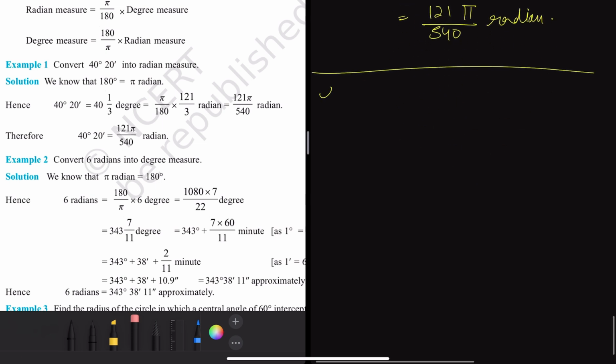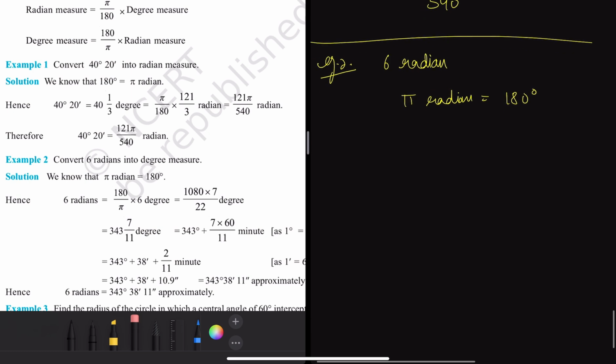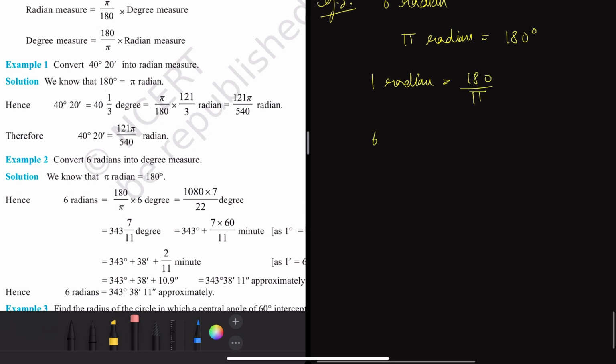Moving on to example number 2. Here you are given 6 radians and you have to convert it into a degree measure. Again we know that pi radians is equal to 180 degrees. So 1 radian is equal to 180 degrees upon pi, and 6 radians will be equal to 180 upon pi multiplied by 6.